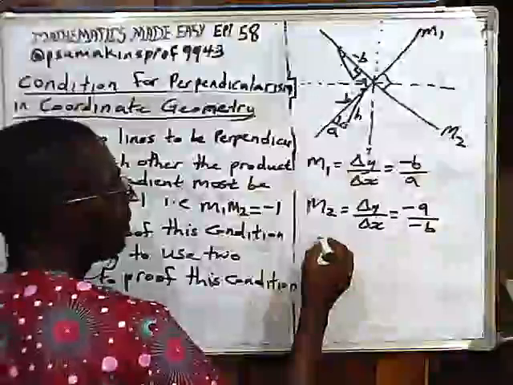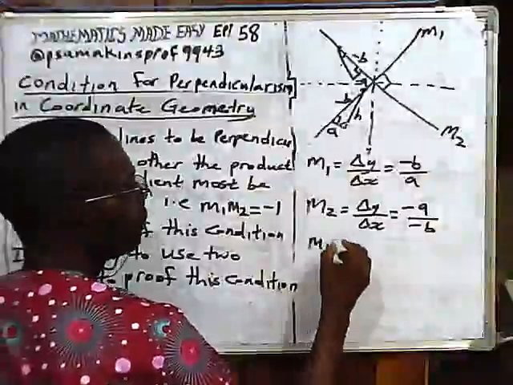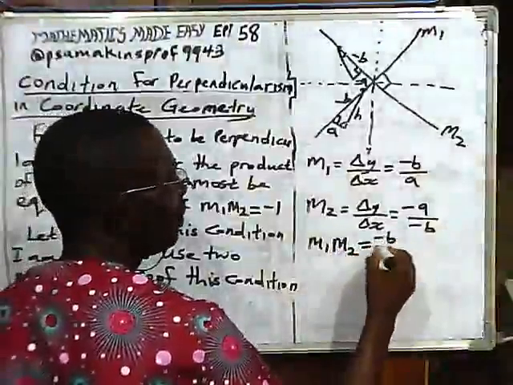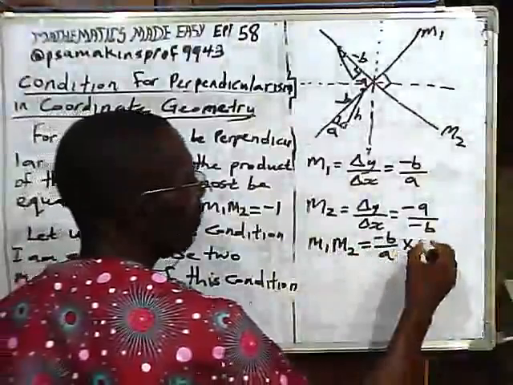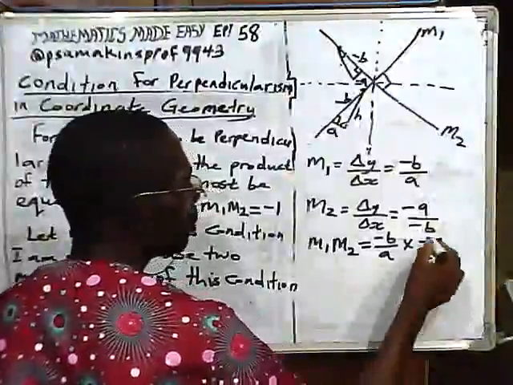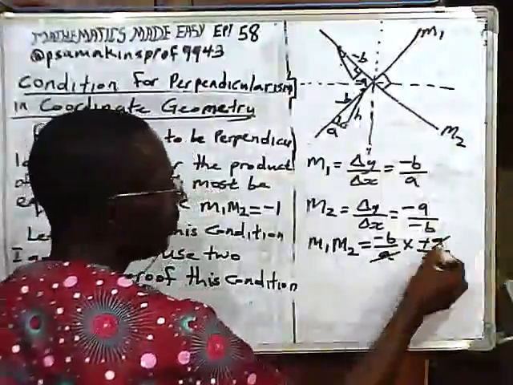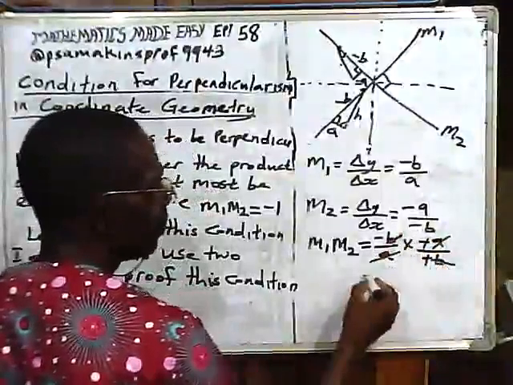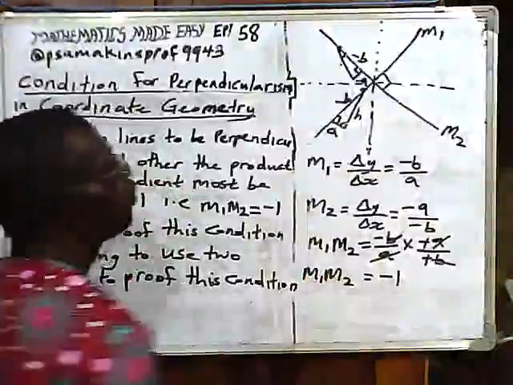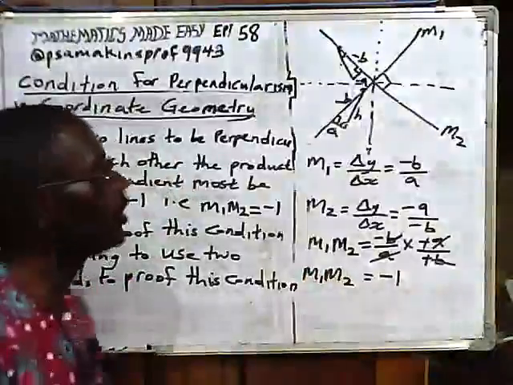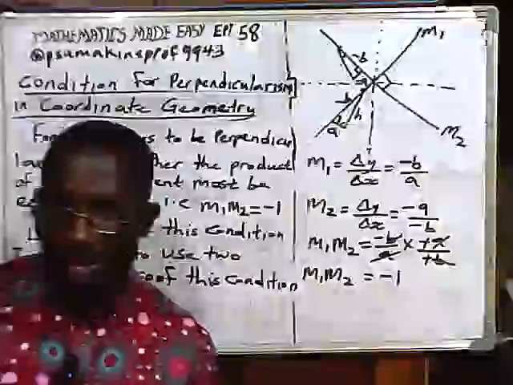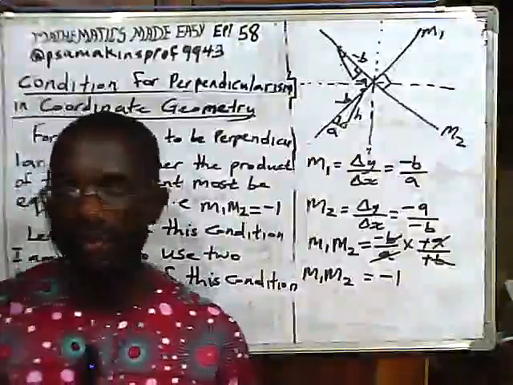So if we now take M1 times M2, we are going to have -B over A multiplied by -A over -B. Minus we cancel minus. A we cancel A. B we also cancel B. So we have -1. Therefore, for two gradients to be perpendicular to each other, their product must be equal to -1.